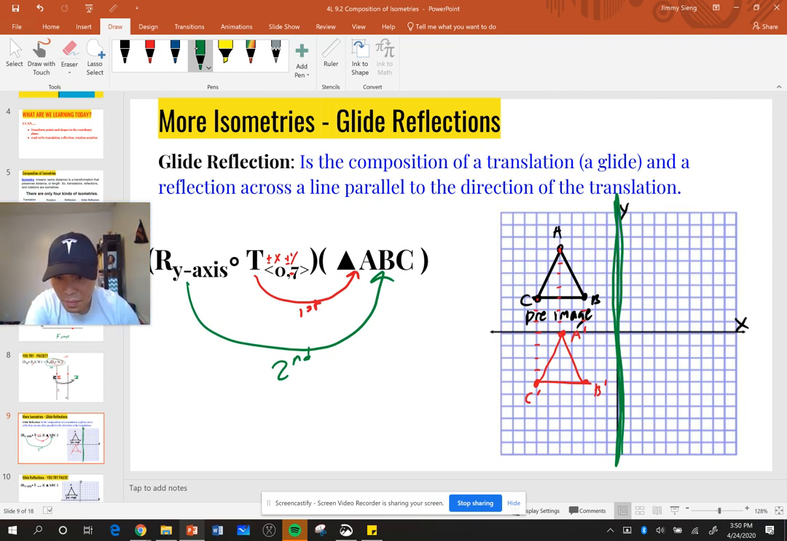In this case, we're 1, 2, 3 for B, 1, 2, 3. We'll call this B double prime. And then we're 1, 2, 3, 4, 5, 6, 7, 1, 2, 3, 4, 5, 6, 7. That's C double prime. And A is just going to be right there, A double prime. So that's all it is to it, right? We did two different things to it. We moved it and then reflected, okay?